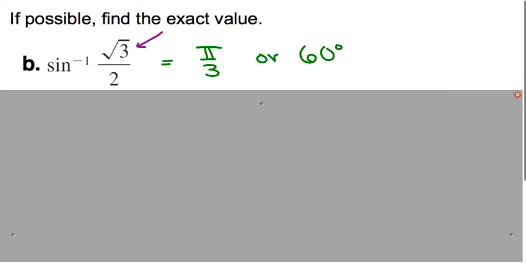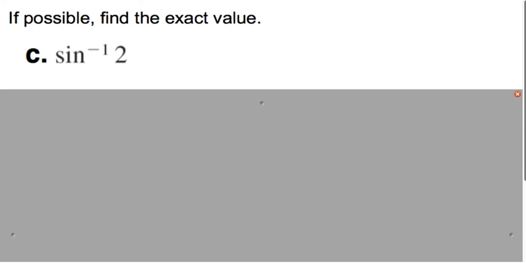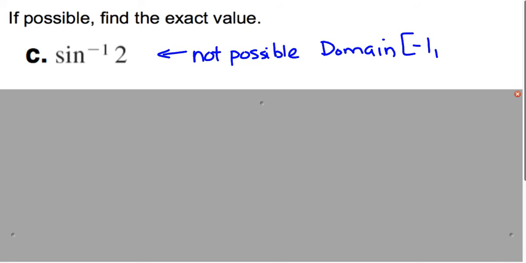One more of these. If possible, find the exact value of the sine inverse of 2. Is it possible? No, it's not possible. The reason why it's not possible is that it's not in the appropriate domain restriction. The domain must be between -1 and 1. And this is 2. So you cannot evaluate this sine inverse function.